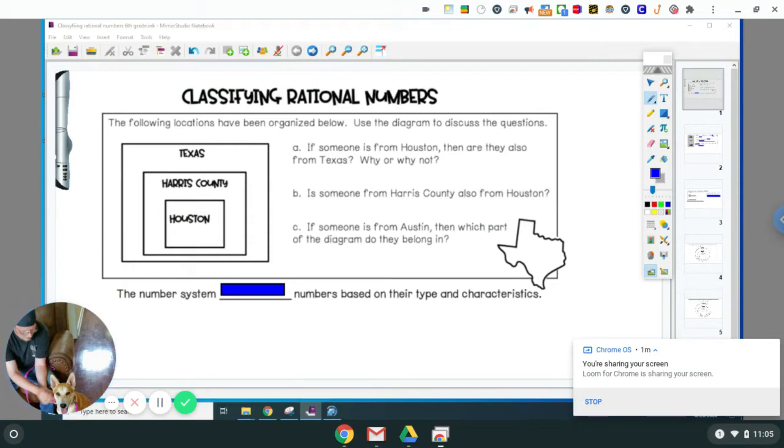Next question is, if someone is from Austin, then which part of the diagram do they belong in? Well, Austin would have to just be in the Texas part because Austin is in a county called Travis and Hayes County. They're not in Harris County, so they don't belong in the bottom squares. The number system classifies numbers based on their type and categories, like what we just did with this scenario.